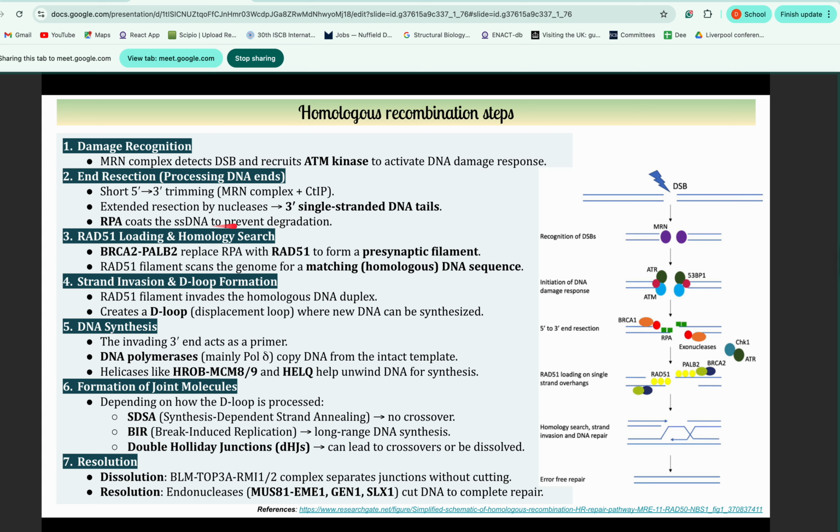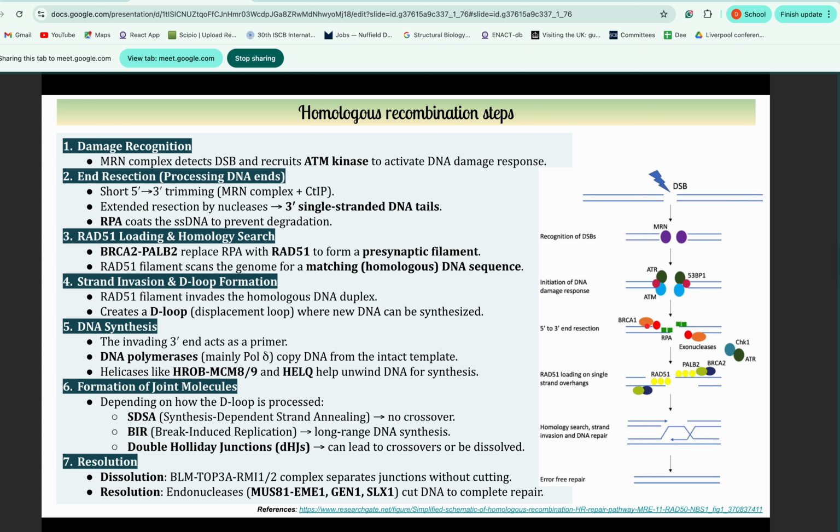Then RPA will coat the single stranded DNA so that we can prevent its degradation. Here you can see that after the long range resection has happened, RPA comes and binds to that single stranded part, so that other nucleases do not degrade the bottom strand. For example, if we talk about this particular strand, then the topmost strand is resected, but we don't want resection to happen here also. So RPA will protect that end.